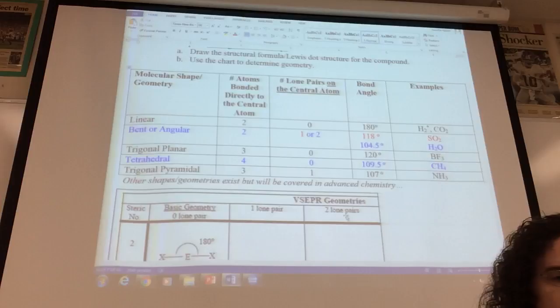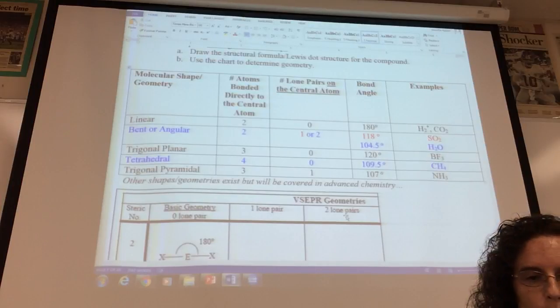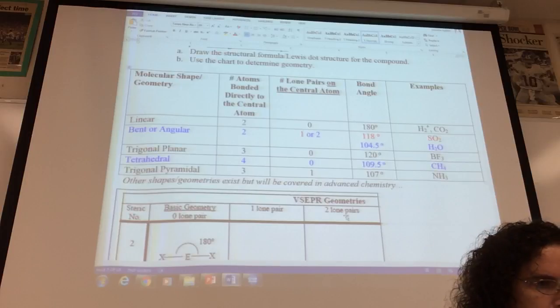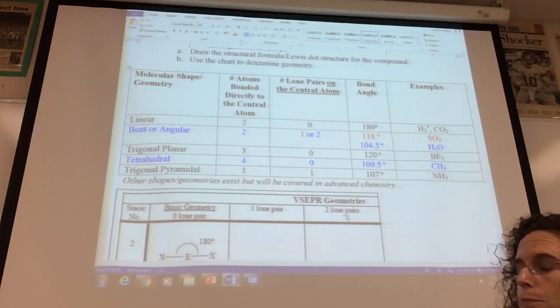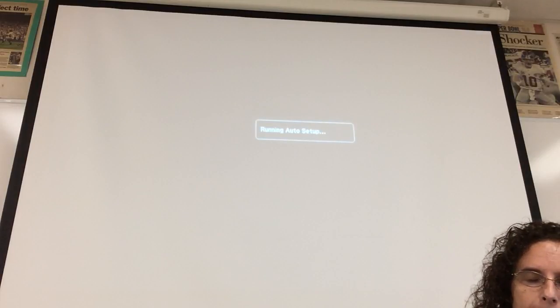Before we even look at the different shapes based on the chart, I do want to make one thing clear, because some of the kids were confused about this because they said, oh, but that doesn't work on the chart. But you know this already. If I had 2 points and I connect them, what do I get? Starts with an L, a line. So if you only have 2 atoms, the shape has to be linear.